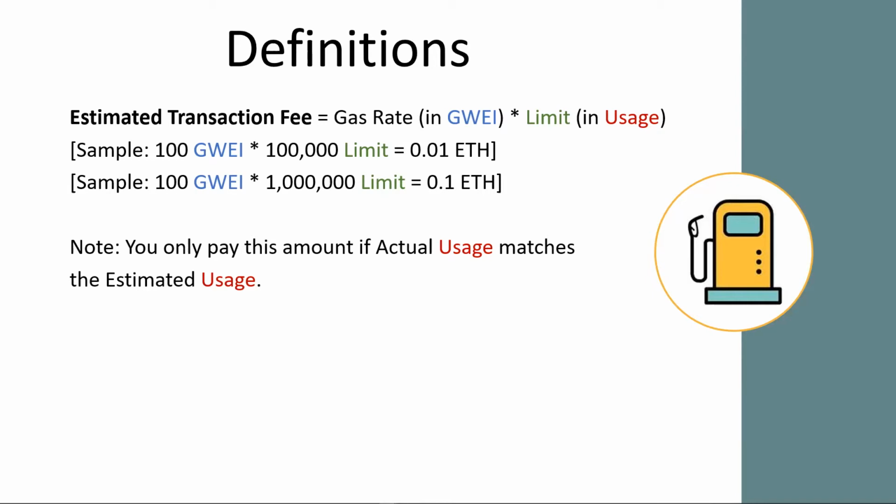For example, if you agreed to 100 Gwei and 100,000 was the limit that was set, your estimated transaction fee would be 0.01 Ethereum or Ether. For another example, if it was a million possible usage, then 100 being the assumed agreed upon rate at this moment times that million would come out to 0.1 Ethereum.